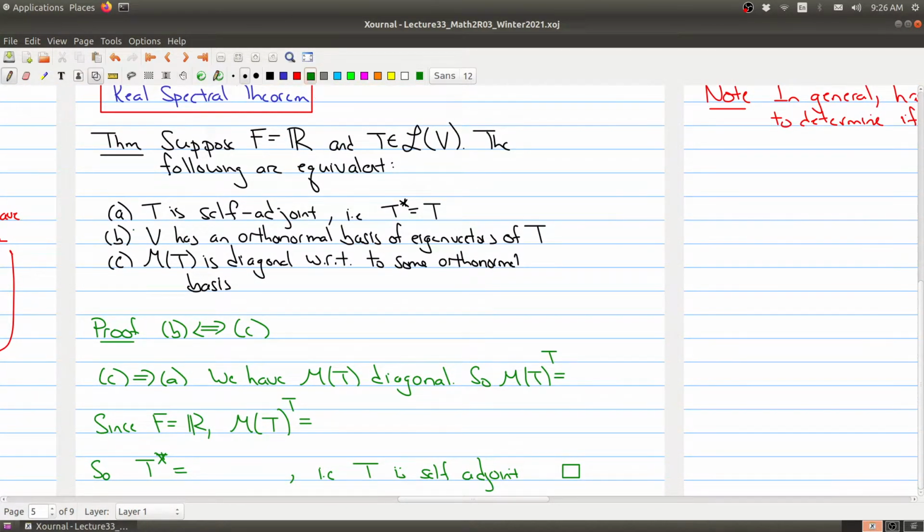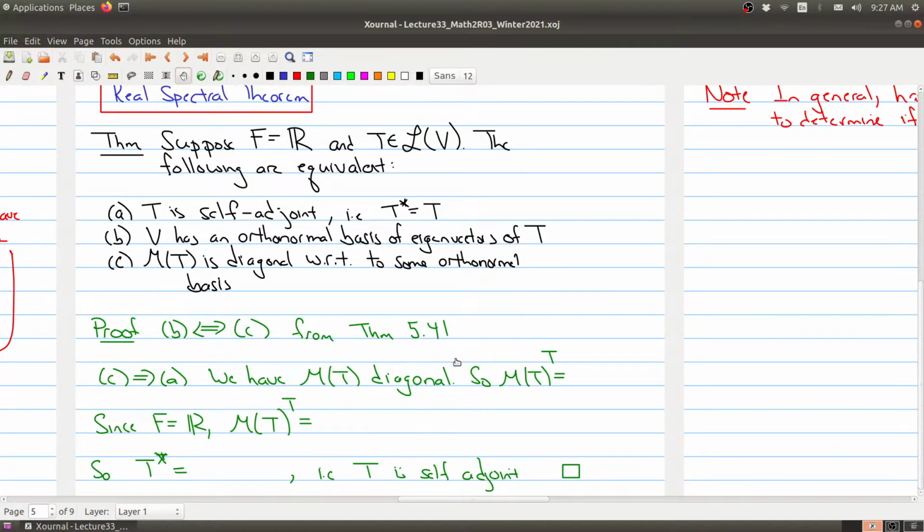Now the implication of B and C just follows from Theorem 5.41. Theorem 5.41, as I mentioned before, is just saying that you know exactly when you get a diagonal matrix: if you have a basis of eigenvectors. So we're just adding the adjective orthonormal to that basis, and we haven't really changed anything there. The real heart of the proof is showing A implies C and C implies A.